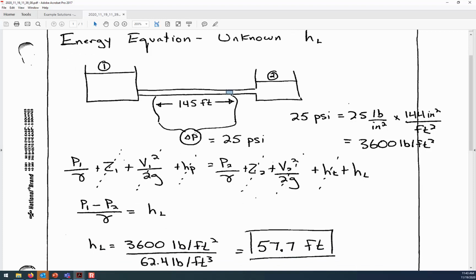So if we now solve for head loss, it's the pressure change divided by gamma. So it should be 57.7 feet. Any questions about that so far?